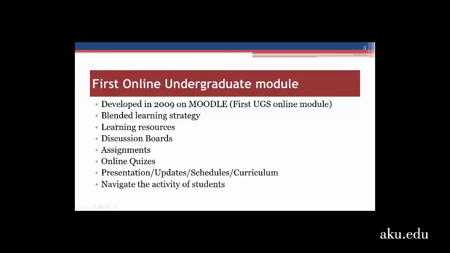So the first online undergraduate module. I first developed the undergraduate module in 2009. That was the first undergraduate online module. It was developed on Moodle. We used the blended learning strategy, and we used different learning resources and had a discussion board. We asked the students to upload their assignments. We gave some online quizzes. They could upload presentations. We uploaded the schedules, curriculum, everything on the undergraduate module.